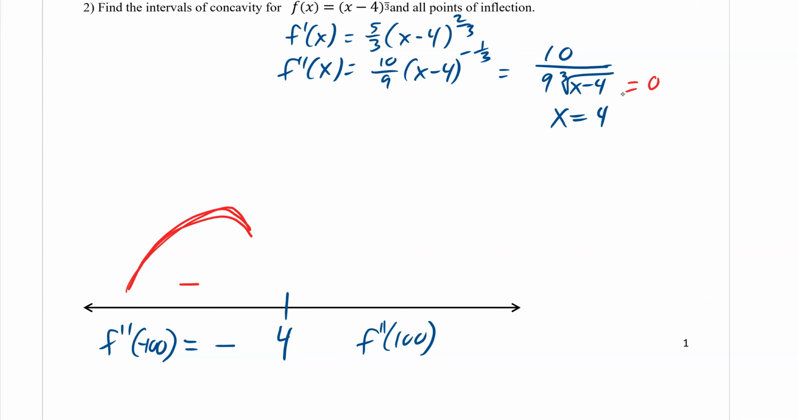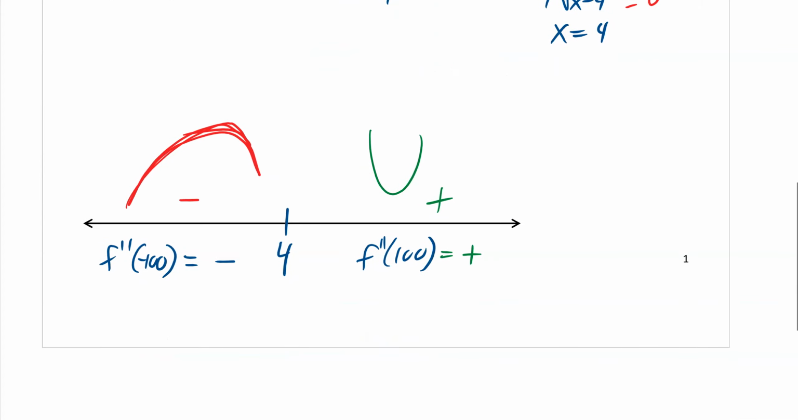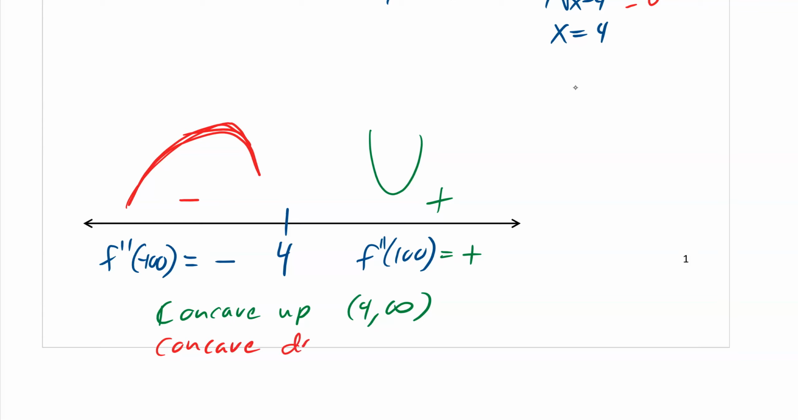I'll just put the giant concave down like that. And then the other side is positive, so we know it's concave up, because again, the same rule is going to apply here. I'm putting arrows on it. Concave up, positive. I got in parabola mode there. So we know that it is increasing. Concave up, the derivative is increasing. Concave up from 4 to infinity. And concave down from negative infinity to 4.